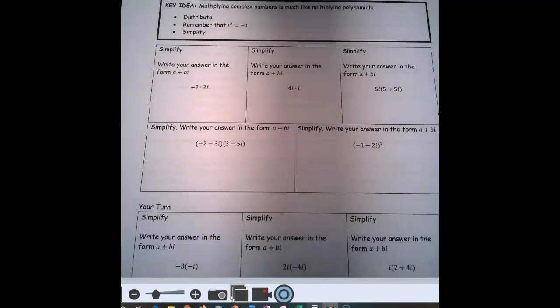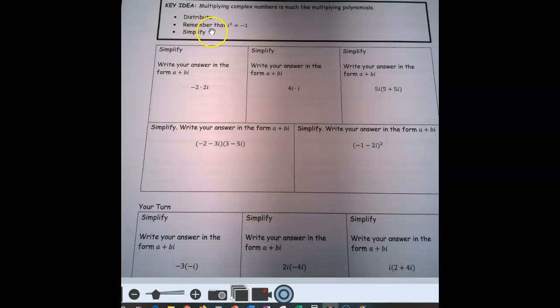Hello, we're going to look at multiplying complex numbers. So what I need you to think about is that multiplying complex numbers is much like combining like terms. When we combine like terms and we're multiplying, we use the distributive property.